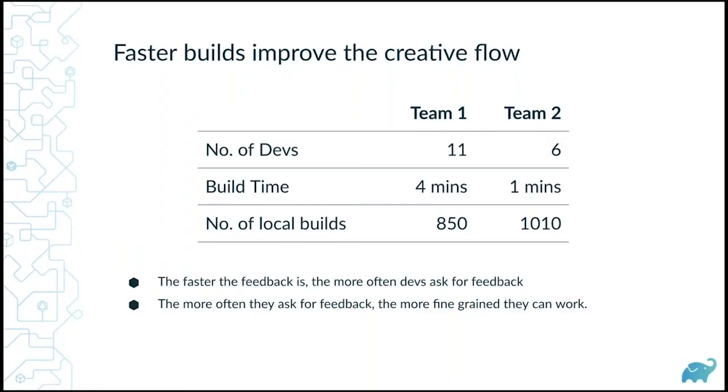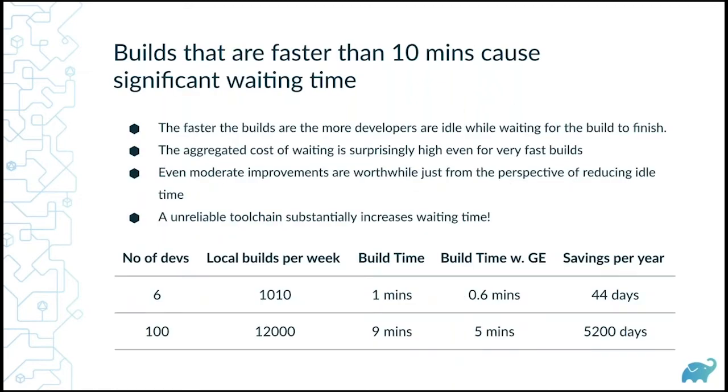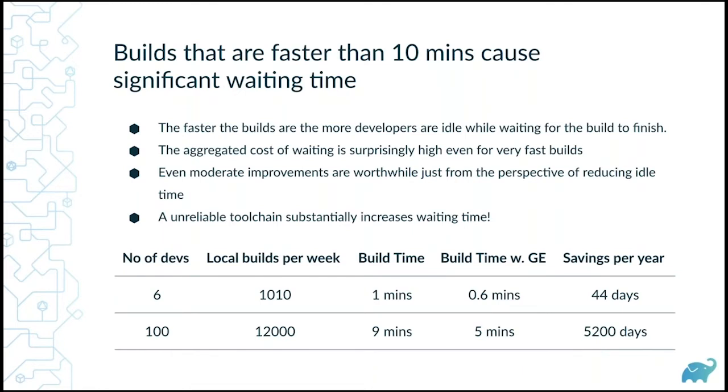But of course, there is another more obvious effect of build time. It's waiting time, right? So builds that are faster than 10 minutes cause significant waiting time because those are usually builds and tests where developers are idle and are waiting for the build to finish. It's not worth switching to a different task very often. And the aggregated cost of waiting is surprisingly high, even for very fast builds, right?